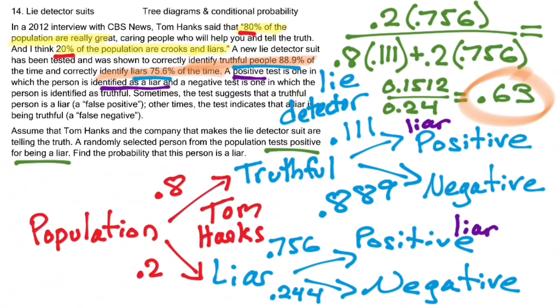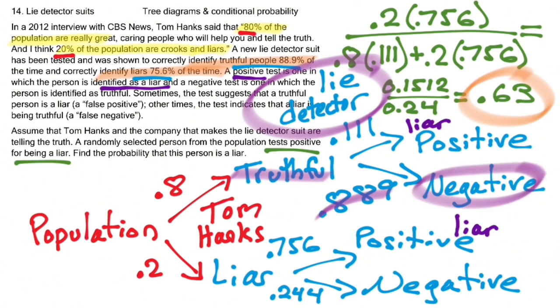We now have, in the second part of the tree diagram, the lie detection machine, the lie detector. What the lie detector is doing is identifying truthful people 88.9% of the time. So you're going to notice right here, the 80% of people that are truthful, the lie detector is going to say they are telling the truth 0.889 or 88.9% of the time.